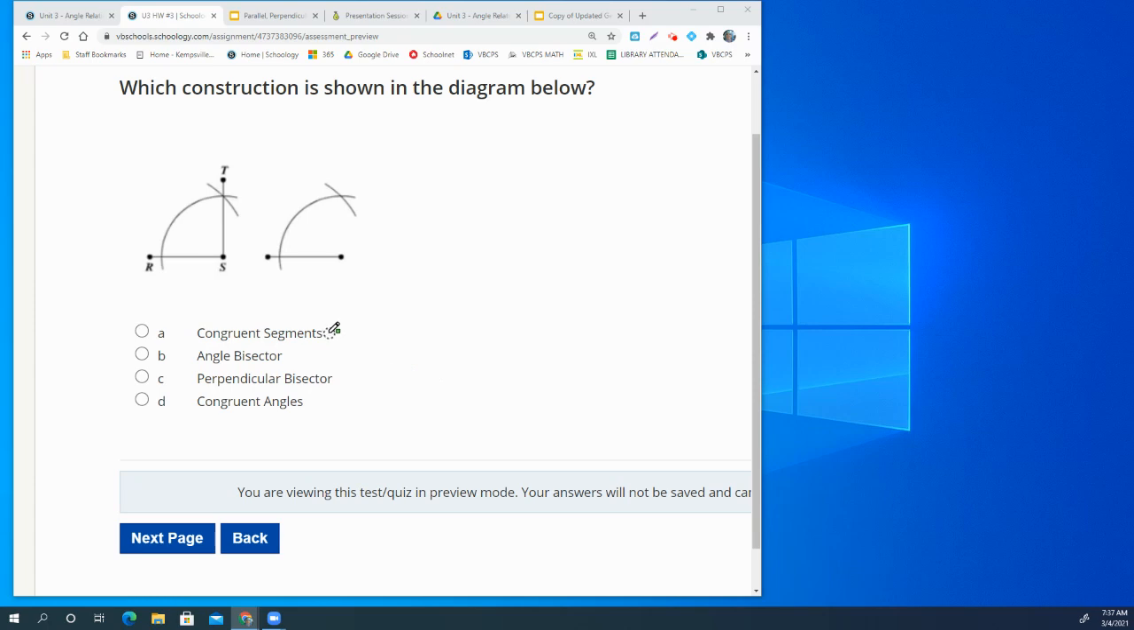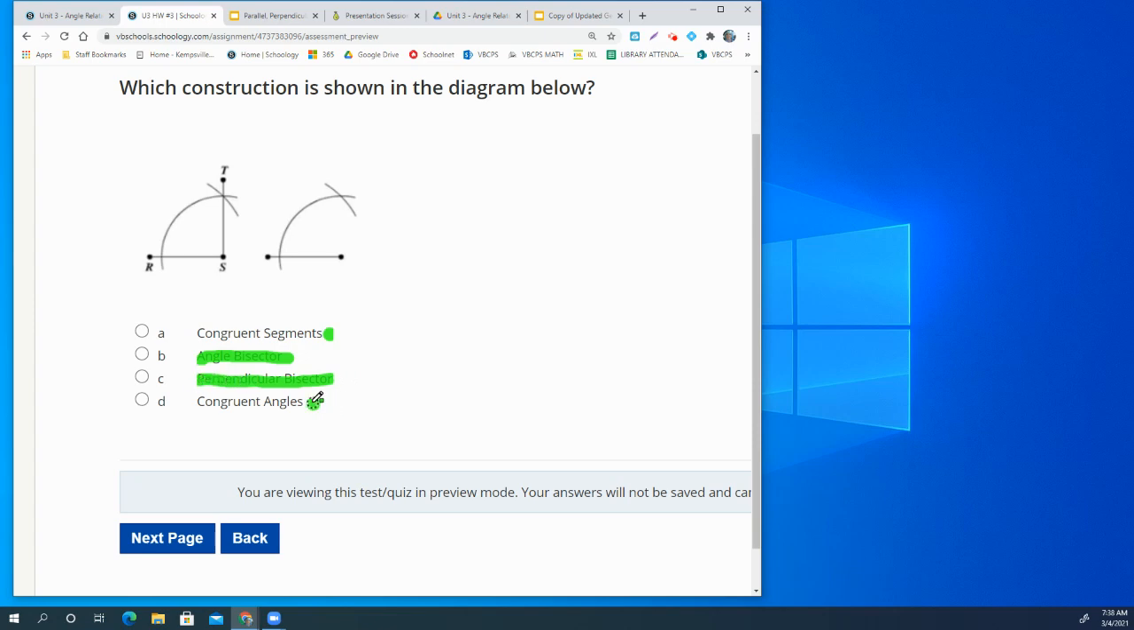Do we have congruent segments? Maybe, yeah. Do we have anything bisected? Do we have anything cut in half? Nothing's cut in half. Angles are not cut in half. Perpendicular means it's a right angle. Is anything marked with a right angle? Nope. Not going to be the perpendicular bisector either.